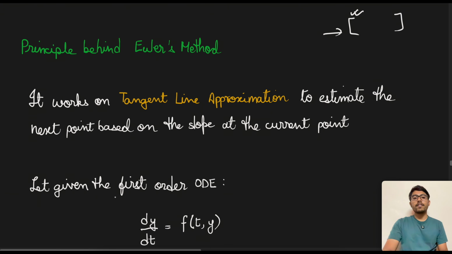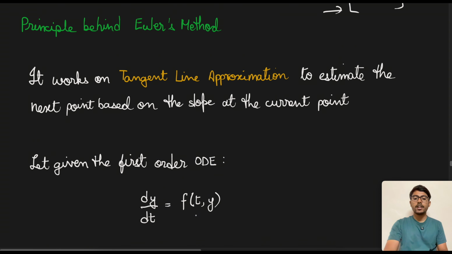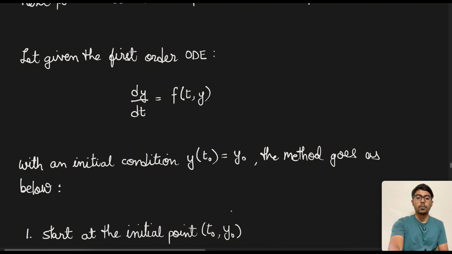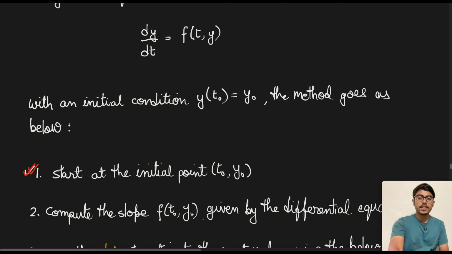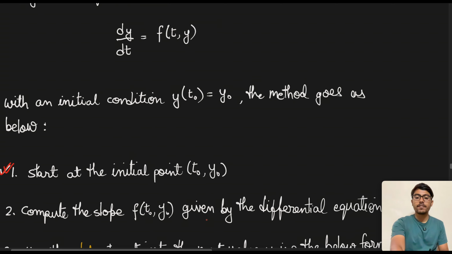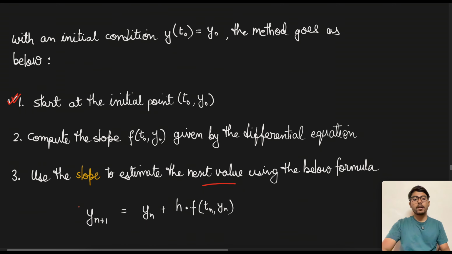So given the first order ordinary differential equation dy by dt equals f of t comma y, now with an initial condition of y of t naught equal to y naught, which was given in the question, the method goes as below. We need to start at the initial point, which is t naught comma y naught. Then we need to compute the slope f of t naught comma y naught given by the differential equation. Third, we need to use the slope to estimate the next value using the below formula: y n plus 1 equals y n plus h times f of t n comma y n.